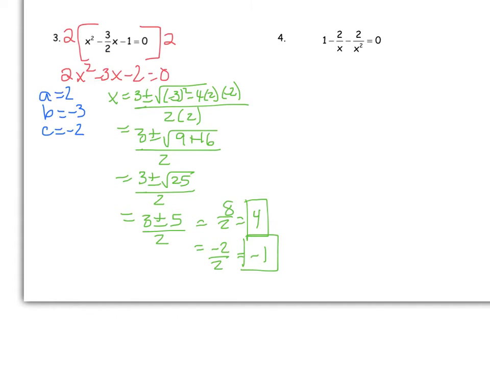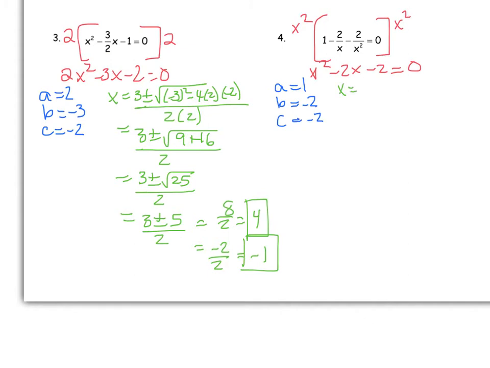I'm going to use a similar technique on number 4. I can't really do the quadratic formula without doing this step. So I'm going to first multiply the entire problem through by x squared. Now I've got x squared minus 2x minus 2 equals 0. The x squared and the x did battle in the top one by one. So now I've got a is 1, b is negative 2, and c is also negative 2.